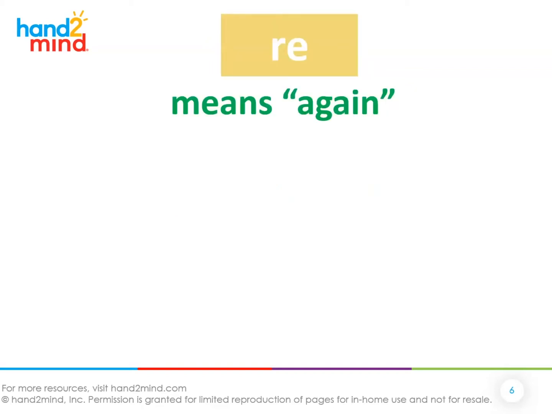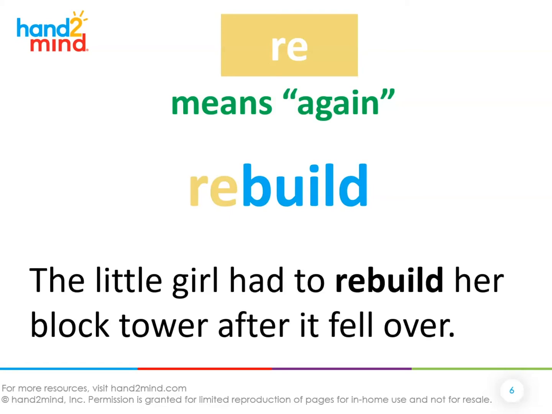The prefix re means again. What do you think this word means? Rebuild. In this word, the root word is build, which means to construct or put together. But when you add the prefix re in front of it, it means to build again. For example, a little girl had to rebuild her block tower after it fell over. If your block tower fell over, you would have to build it again.